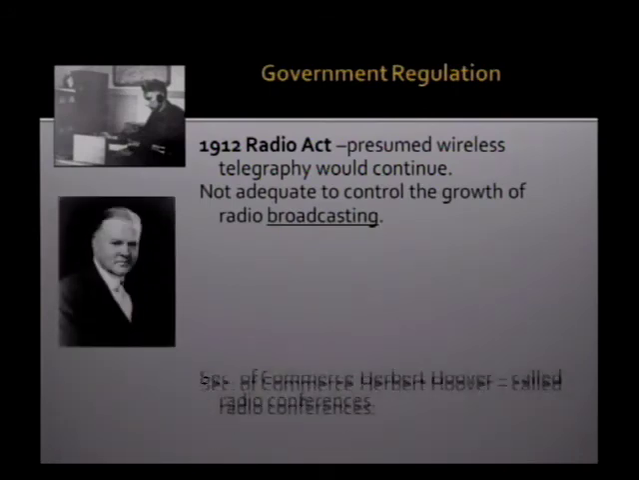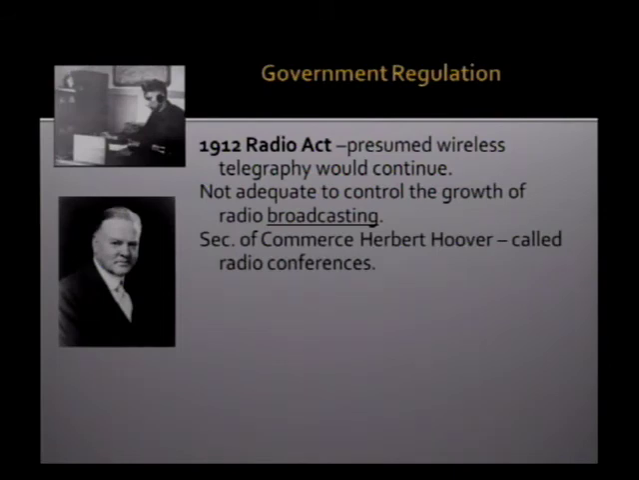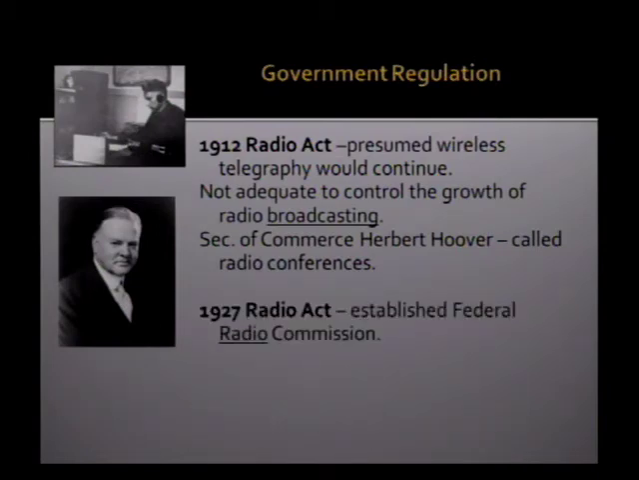So the industry actually asked the government to step in, and Secretary of Commerce Herbert Hoover at the time was very reluctant. He thought the industry should really regulate itself, but unfortunately in the industry nobody could agree on standards, how things should be regulated, and so really it came down to the government was the only one who could do it. In 1927 was a more substantial radio act.